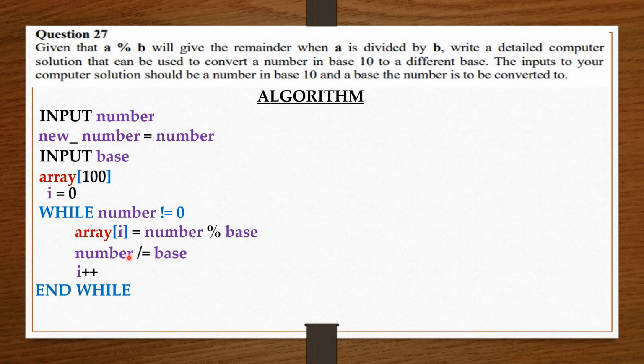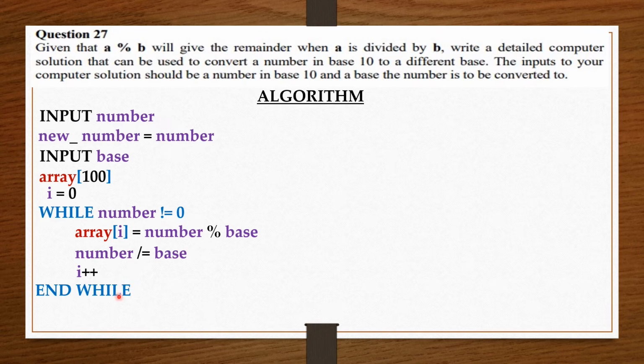Then look for the remainder. Check whether the number is 0 or not. Look for the remainder when the base goes into the number. Then store that remainder in the sixth container. Now divide the number by the base. Then move to the seventh container. So you keep doing this, storing the remainders in the containers until the number becomes 0. Now when the number becomes 0, you move outside this while loop.